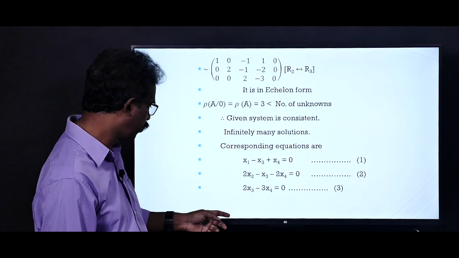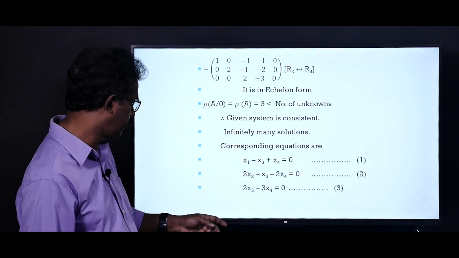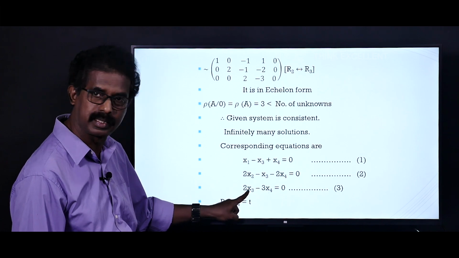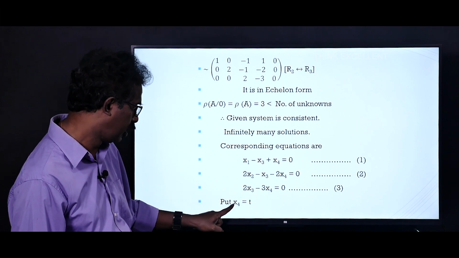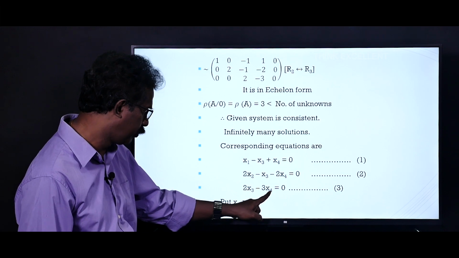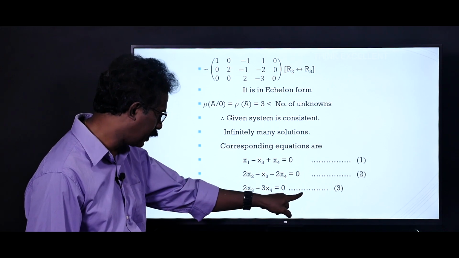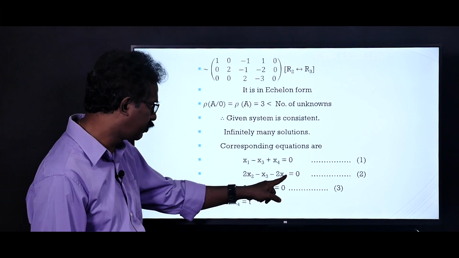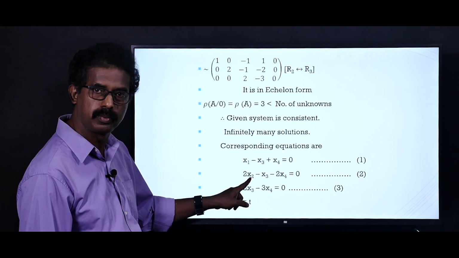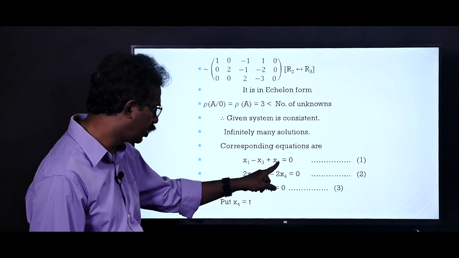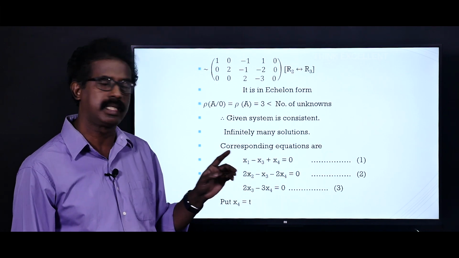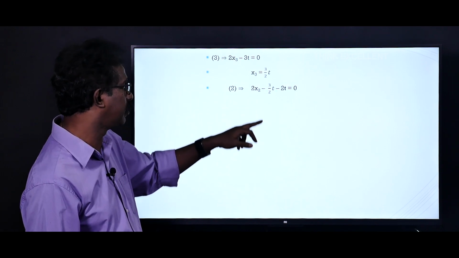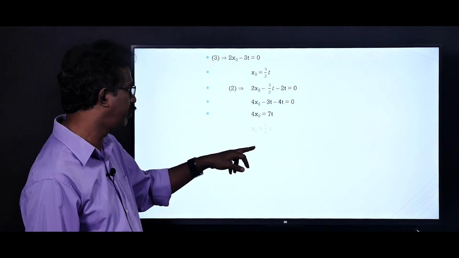We take x4 as t. We substitute x4 equal to t. When you put the x4 value t, you will get x3. The calculation part you have to do. For x4, you give t, so 3t by 2, so x3 you will get. That x3 and x4 you substitute, you will get x2. Then x3 and x4 you substitute, you will get x1. You will get x1, x2, x3, x4, everything in terms of t.